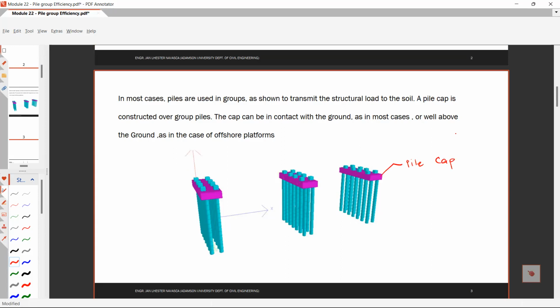Yan. And the cap can be in contact with the ground as in most cases or well above the ground as in the case of offshore platforms. Okay? So basically, kung i-imagine natin, para lang siyang isolated footing na merong piles. Okay? Parang ganun. An isolated footing na merong piles. Okay? So yan yung mga piles and yung pile cap.